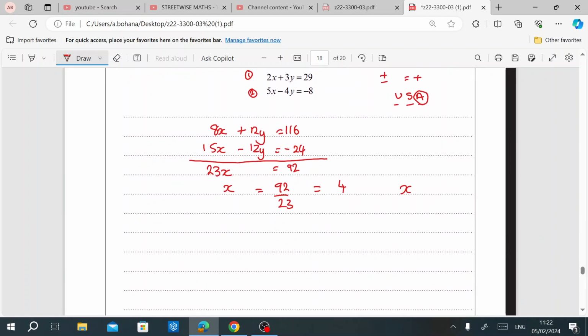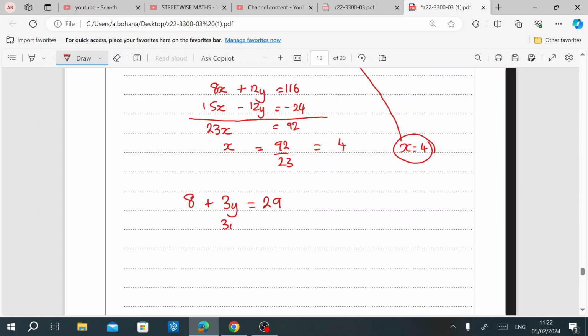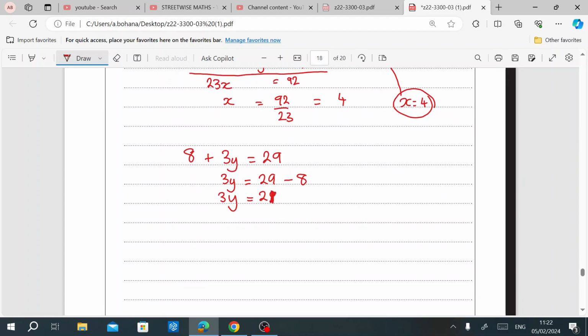So what we do now is we take our x is equal to 4 and we substitute it back into the original equation. So instead of calling it x, we're now going to call it 4. So 2 times x, or 2 times 4 is 8, plus 3y equals 29. 3y is equal to 29 minus 8. So y is equal to 21. And then y is equal to 21 divided by 3. So y is equal to 7.